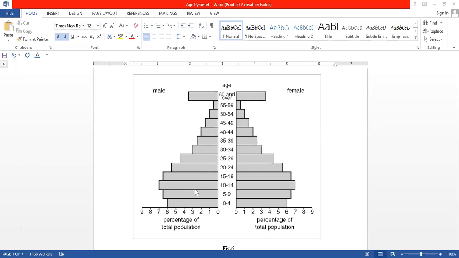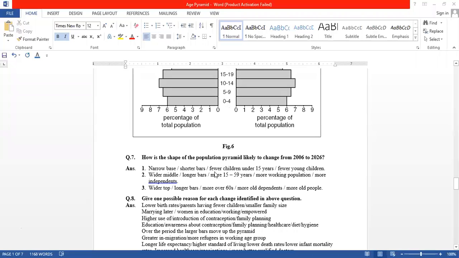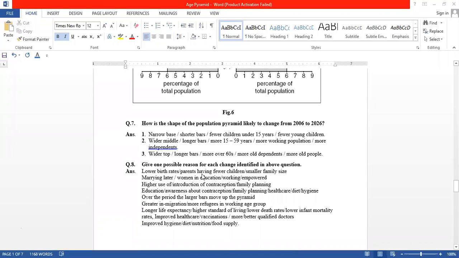Again, I'm going to tell you, according to this age pyramid, the features are quite different. First of all, the base is narrow, broad in the middle, and broad at the top. These are the features. But the question is, give one possible reason for each change identified in the above question.